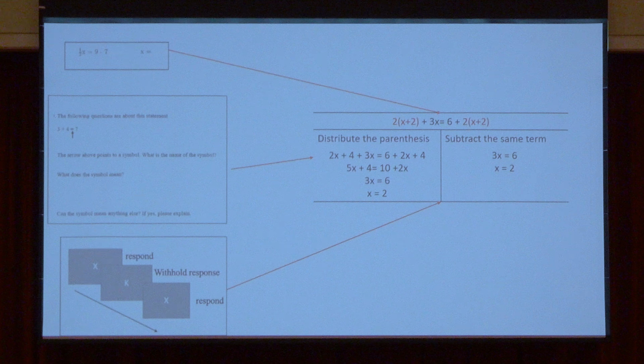You may notice that you can either solve it by distributing the parentheses, then you get 2x plus 4 plus 3x equals 6 plus 2x plus 4, and so on. Or you could solve it by subtracting the same term, 2x plus 2, on both sides, then you immediately get 3x equals 6. So as you may notice, the right method is much quicker.